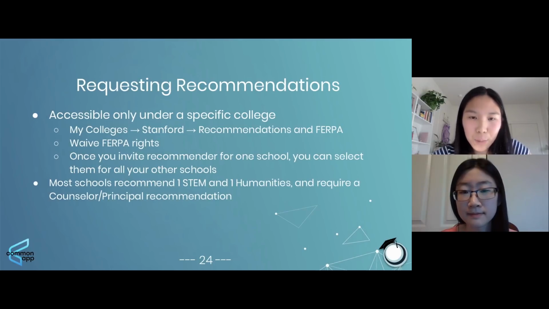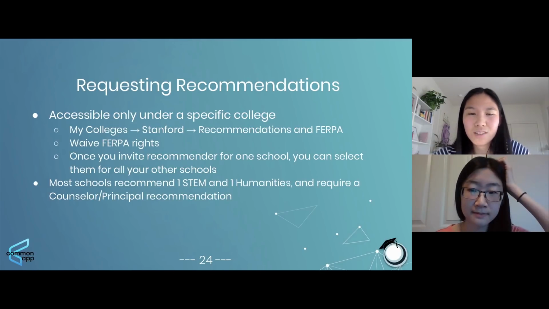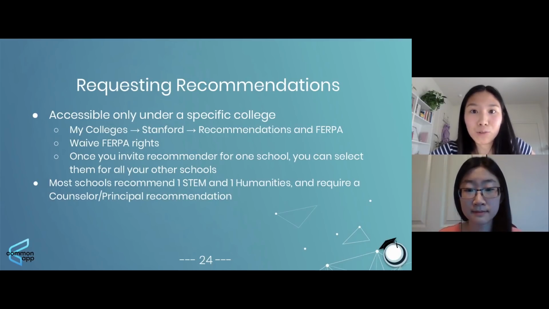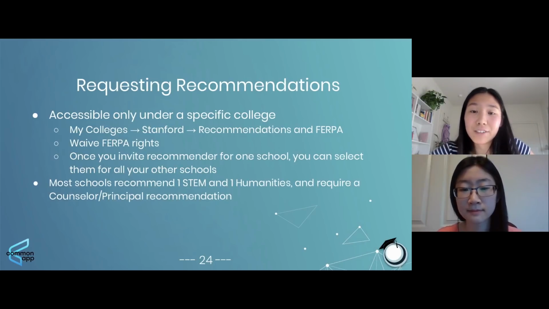If you waive your FERPA rights, that means you cannot see the recommendation. This is recommended because usually how colleges view it is that if you're able to see the recommendation, that probably means the recommender was pressured to write something good about you. So if you waive your FERPA rights and you're not able to see it, you have no idea what your recommender is going to say, and then your recommender gives you a positive recommendation, then we know that is an impartial and relatively unbiased version of what they have to say about you. So it's kind of their true thoughts in a sense.